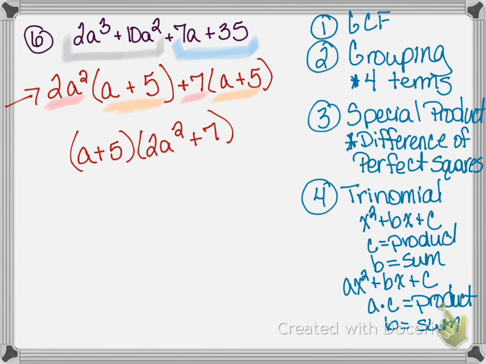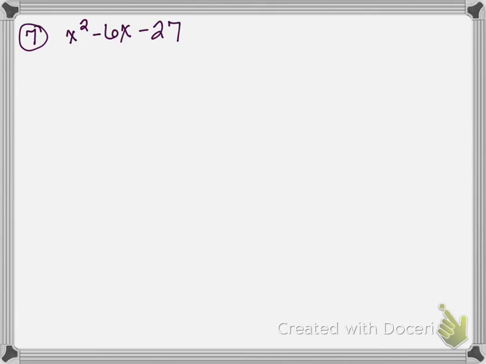Okay. Now I've got x squared minus 6x minus 27. There's no GCF. We cannot factor by grouping. Why can we not factor by grouping? Because I don't have 4 terms. Okay, it's not a special product. It's not difference of perfect squares. So I have to use the trinomial methods.